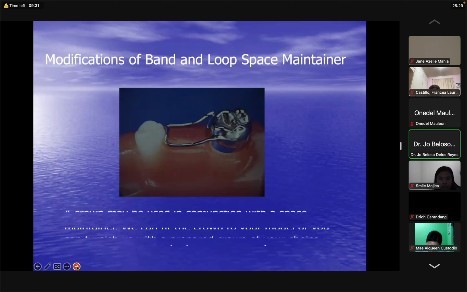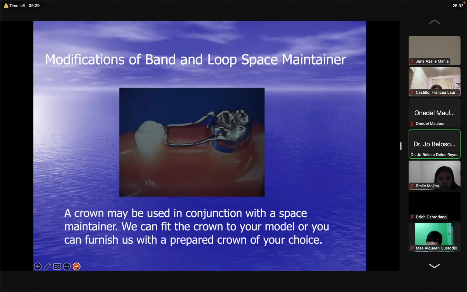Ito naman, crown and loop. A crown may be used in conjunction with a space maintainer. We can fit the crown to your model or you can furnish us with the prepared crown of your choice. So, pwede naman na bumili ka na lang ng preform and isolder mo na lang. Or pwede namang ipagawa mo sa laboratory. Parang kung paano kayo gumawa ng stainless steel crown. And then, sinusolder nila yung wire.